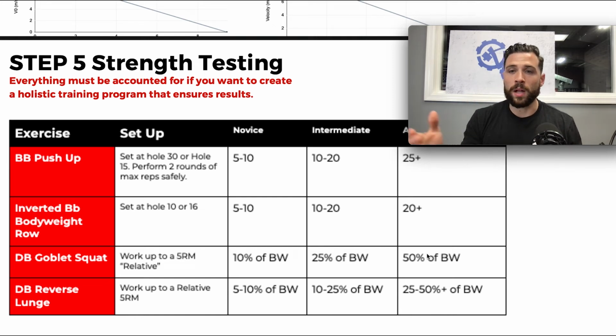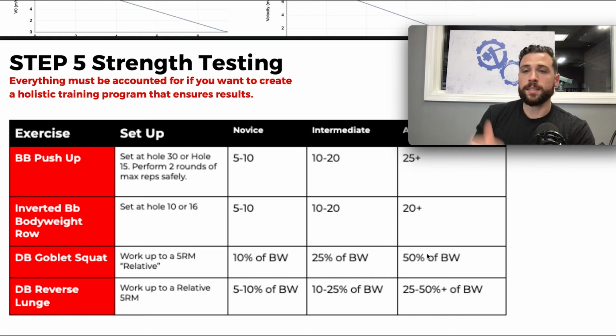So I'm looking at relative strength here. The push-up test, we're going to set it at a different hole out of a rig depending on where they are. Again, a novice, intermediate, advanced. Here I'm looking at that relative strength. Then they're going to do an inverted body weight row. It is the opposite. Same thing, I'm looking at capacity, I'm looking at relative strength. Are they novice, intermediate, advanced? And we performed a certain amount of reps that they'll be able to get per each of those.